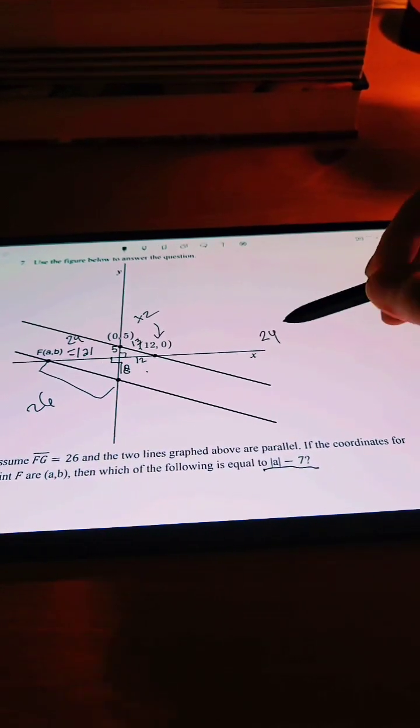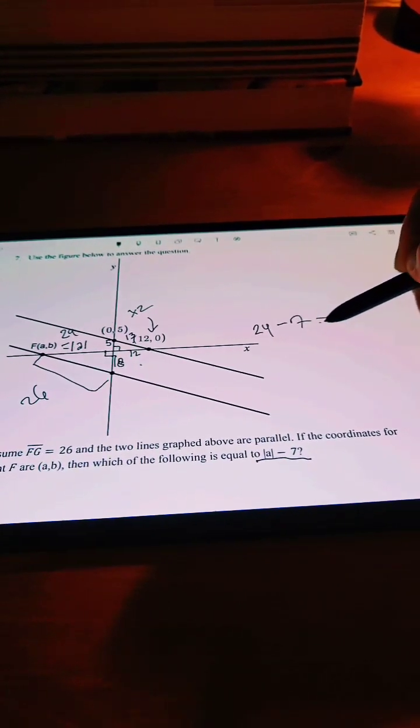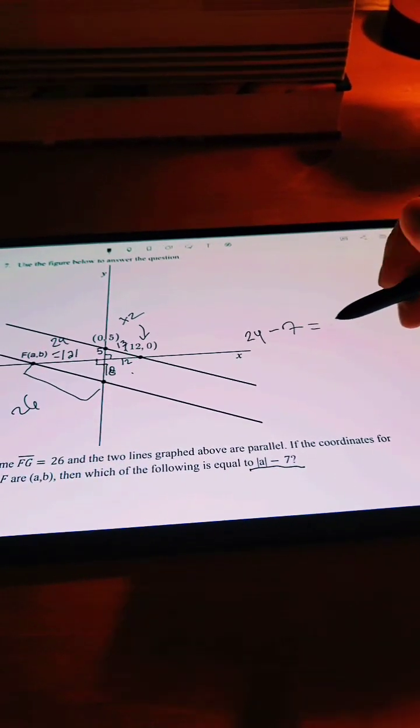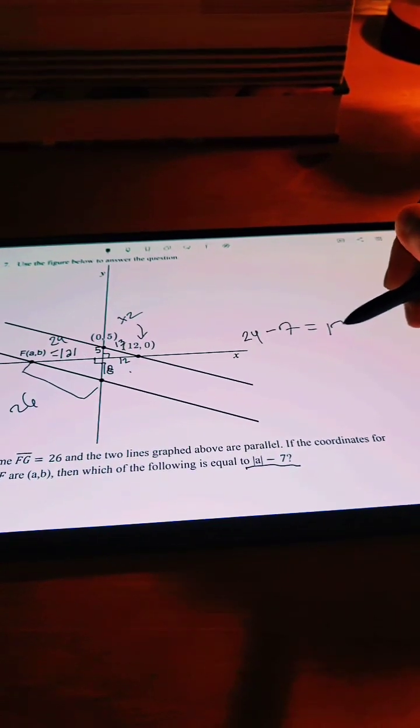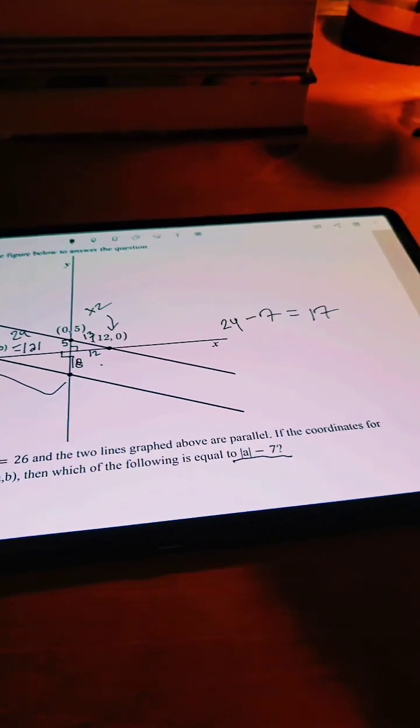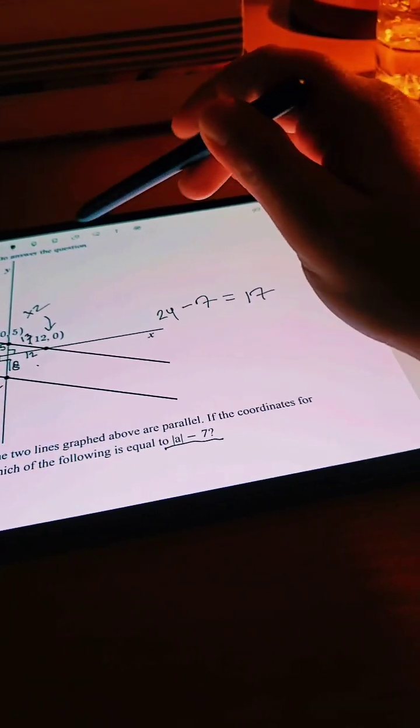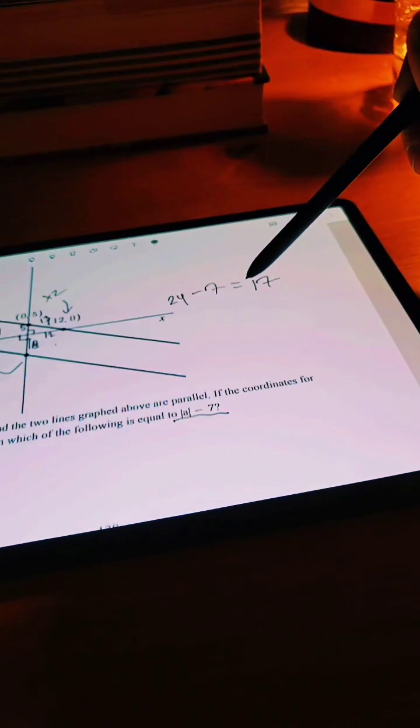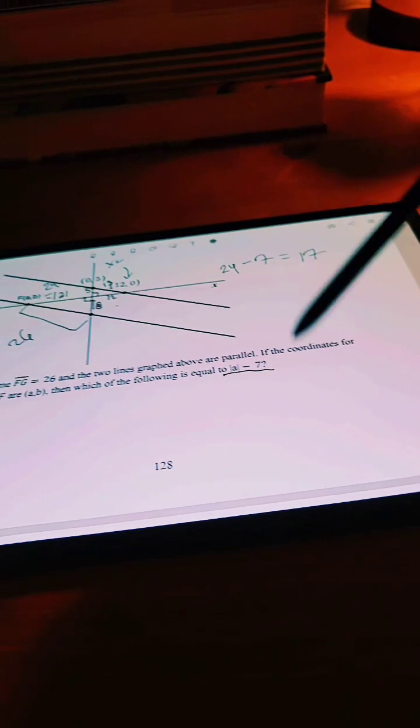So to find the absolute value of A minus 7, it's 24 minus 7, which is going to be 17, right? I don't trust math in my head sometimes at night. So that's going to be 17 as your answer.